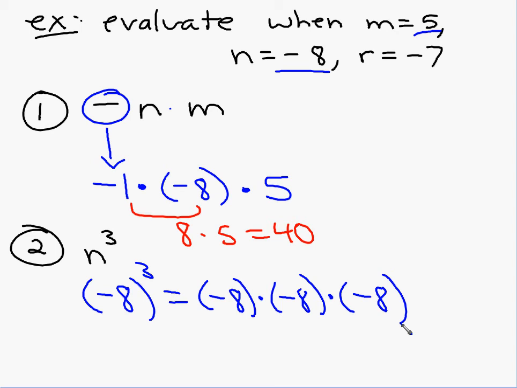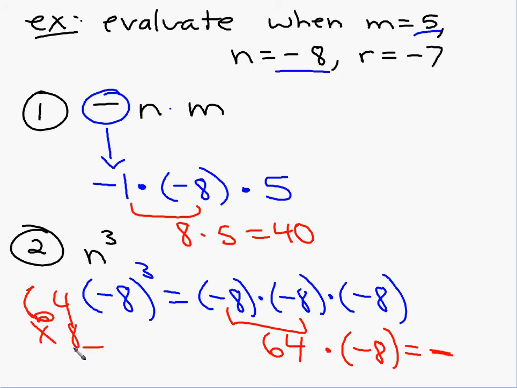Now look what I've got here. When I multiply negative 8 times negative 8, don't I get positive 64? So now I have positive 64 times a negative 8. So I know my answer is going to have a negative sign. Right? Now you just need to go over to the side someplace and do your multiplication. 64 times 8. 8 times 4 is 32. Carry your 3. 48 plus 3 is 51. It's negative 512.